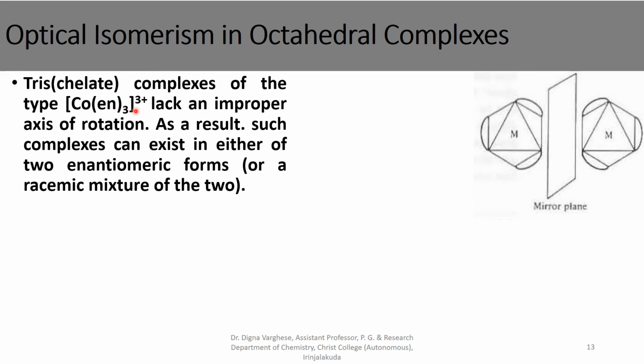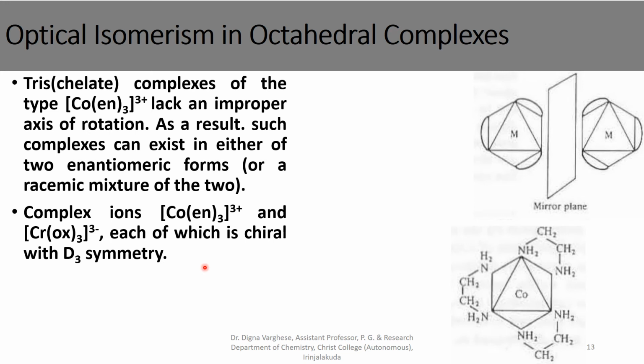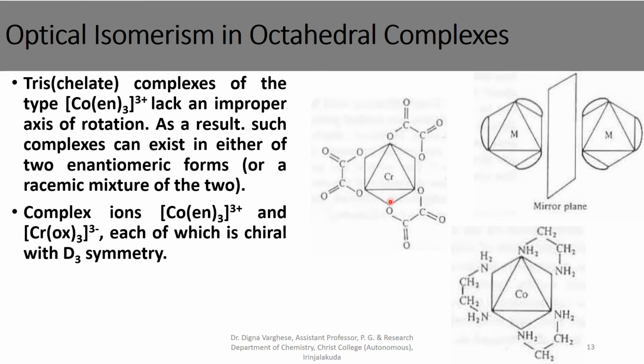Co(en)3 3+ has regular octahedral geometry, Oh symmetry. Here the symmetry is reduced to D3. That means the lack of an improper axis of rotation. The complex ions Co(en)3 3+ and Cr(ox)3 3-, each of which is chiral with D3 symmetry. Here you can see the Co(en)3 3+ complex structure, and here you can see the oxalate chromium complex.